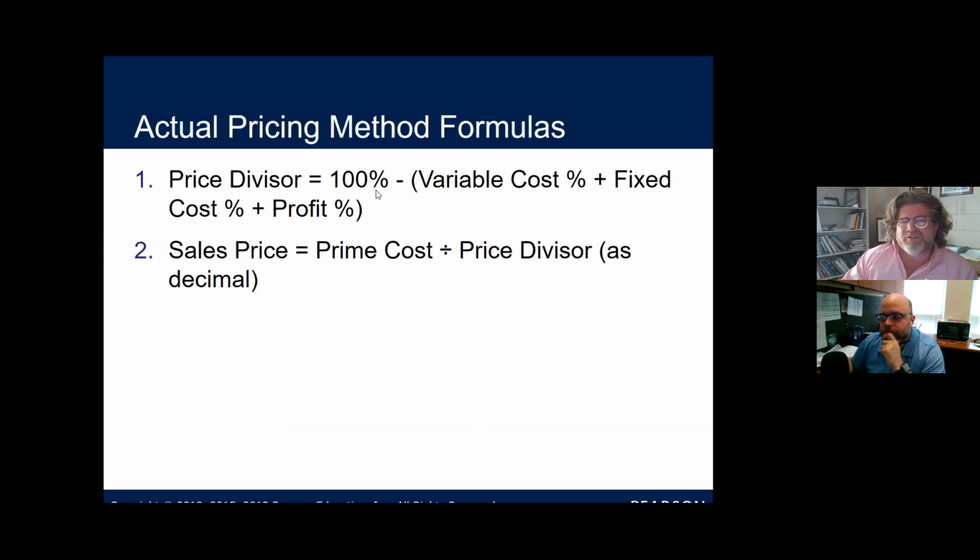So your price divisor is the variable cost percentage plus the fixed cost percentage plus your profit. Variable cost could be things like labor, because it varies depending on how busy you are. One fixed cost could be salary, because the salary does not vary depending on how busy you are, plus your profit percentage. You subtract that from 100%, and whatever percentage is left, that's your price divisor. And your sale price is going to be that prime cost, the cost of food and labor, divided by that divisor.